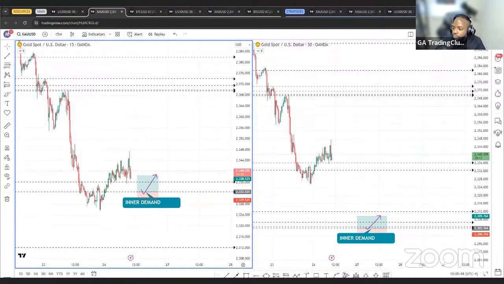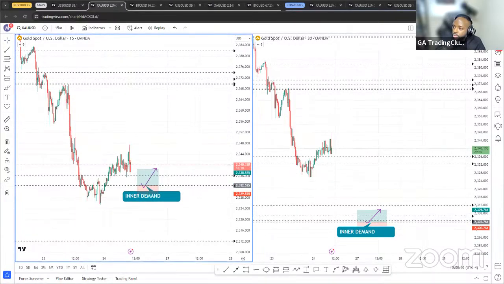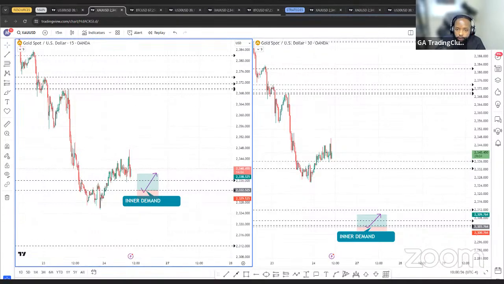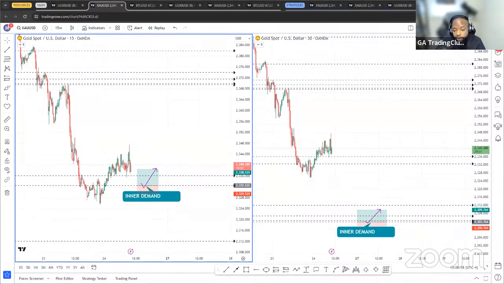BTC is coming back to entry. I'm liking that push up. So BTC is coming back to entry and we're still holding. And we held that trend line that I was showing you guys. So BTC is coming back up nicely.